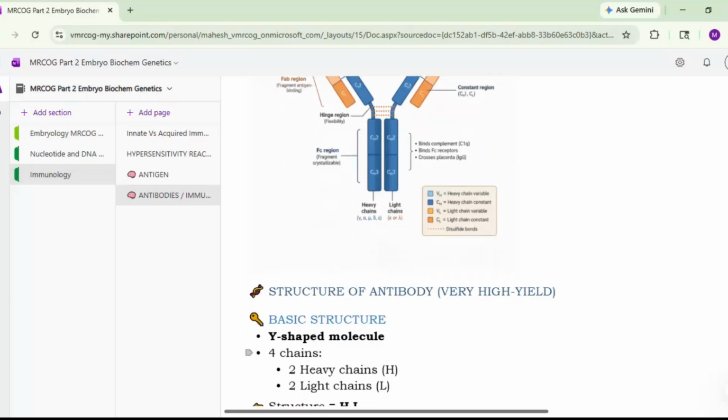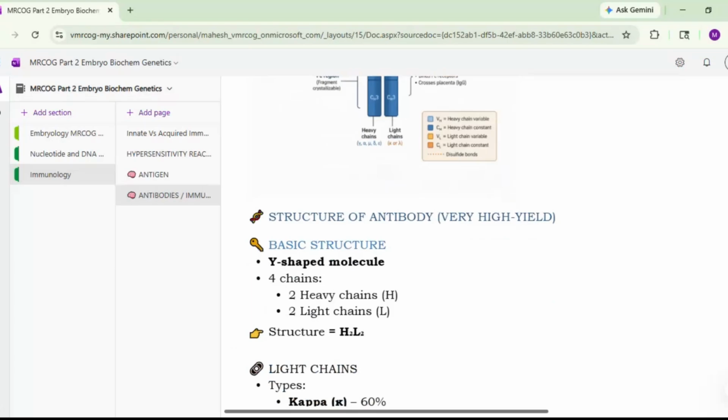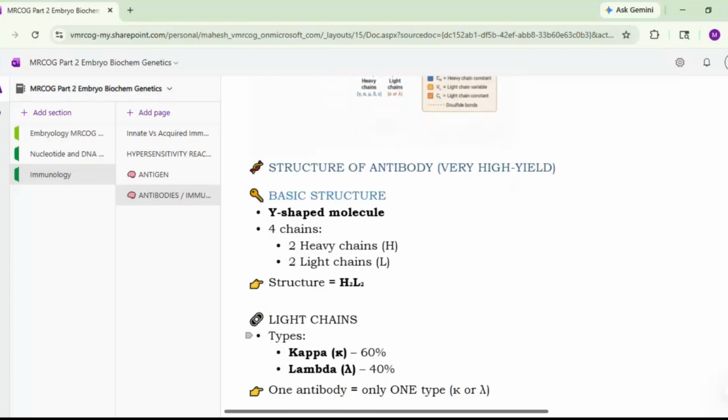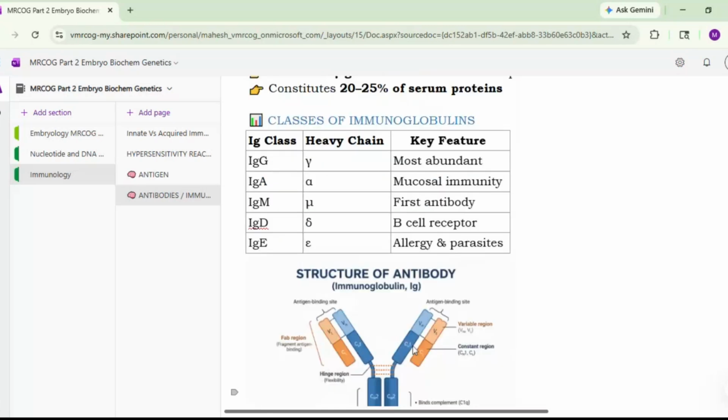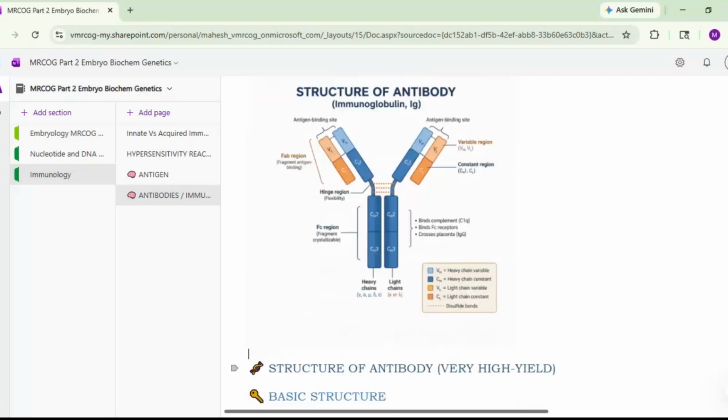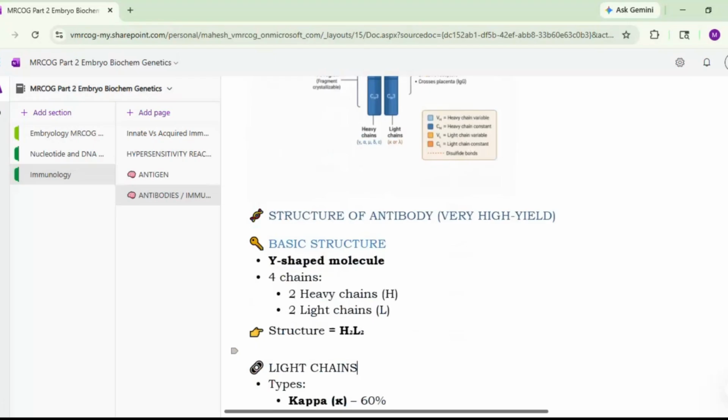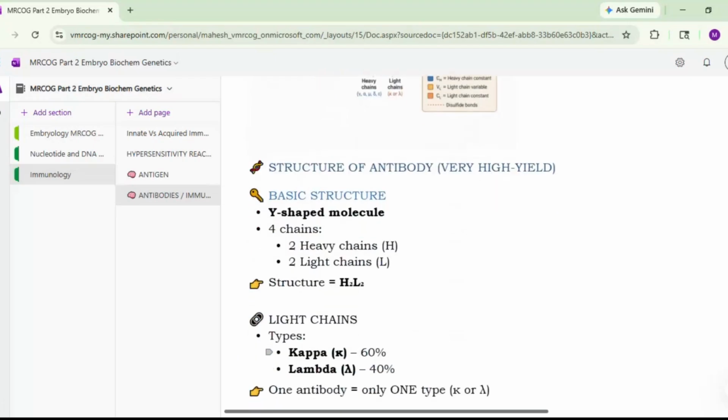So basically it is a Y-shaped molecule. There are four chains, two heavy chains and two light chains. So it is an H2L2 structure. The light chains are again of two types. They may be kappa type or lambda type. Kappa type is 60% and lambda type is 40%, but one antibody will have only one type, either kappa or lambda. Both together will not be there. So the light chain may be of kappa type or lambda type.